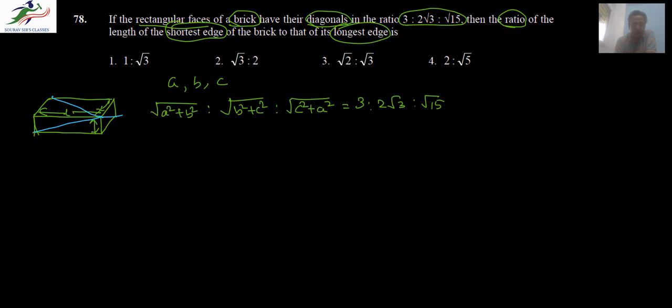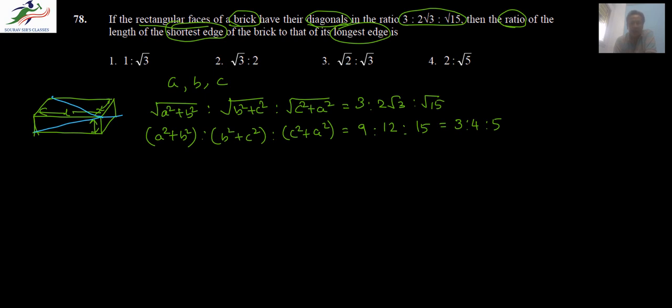Now if we square both the sides, we will get A square plus B square is to B square plus C square is to C square plus A square is equal to 3 square, which is 9, 2 root 3 squared becomes 4 into 3, 12, and root 15 squared is 15. So this can be written as 3 is to 4 is to 5 because it has 3 as a common factor. So this is the set of equations that we are getting.